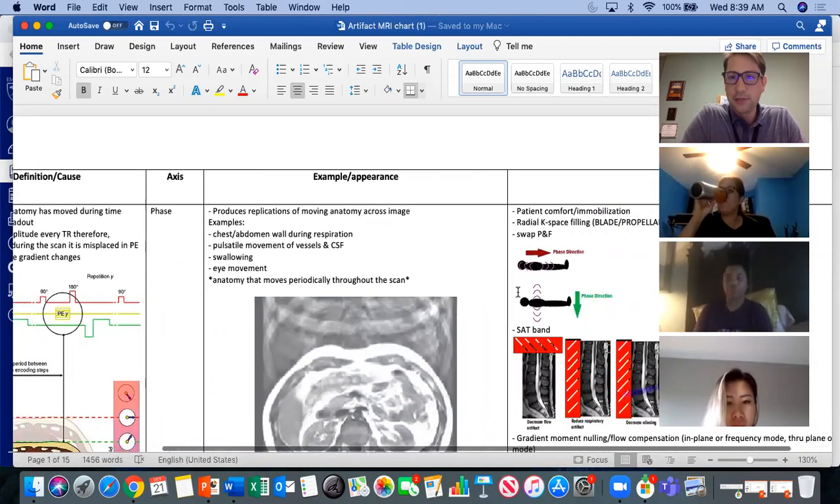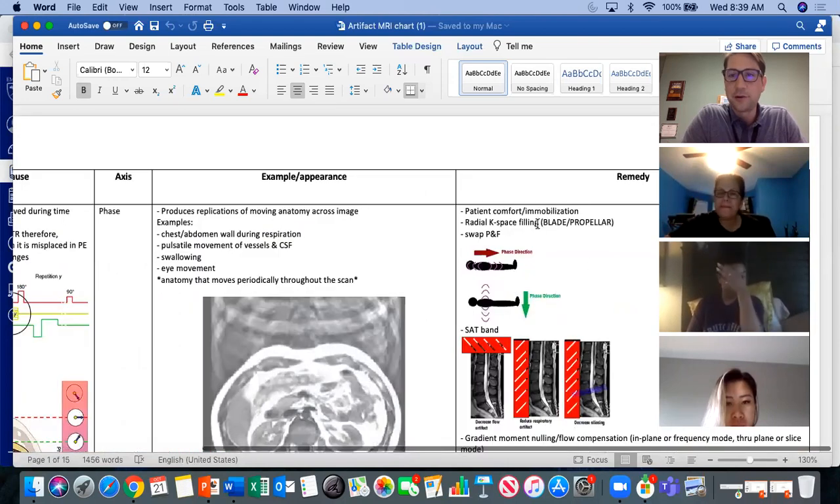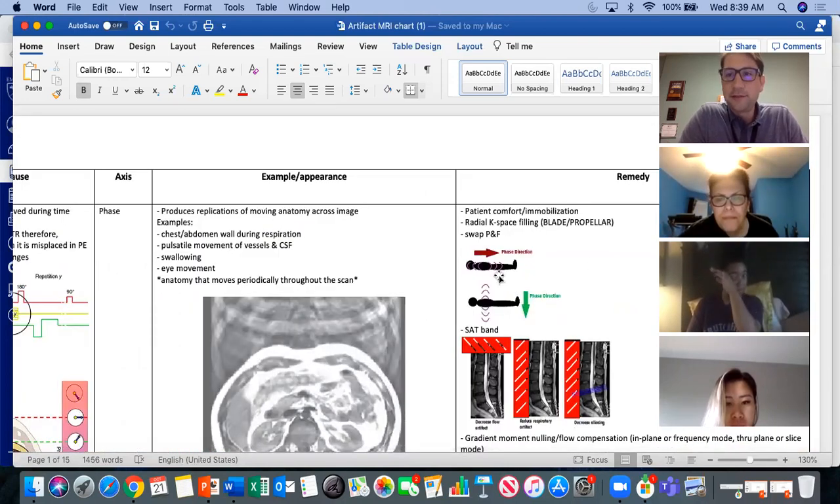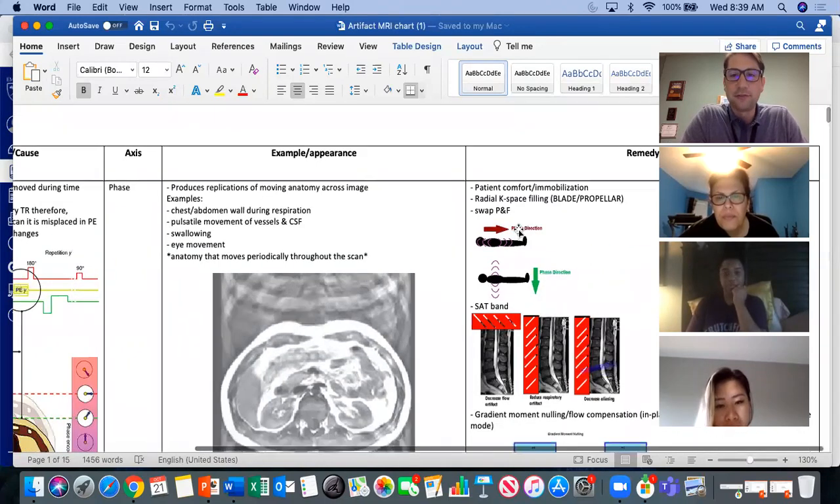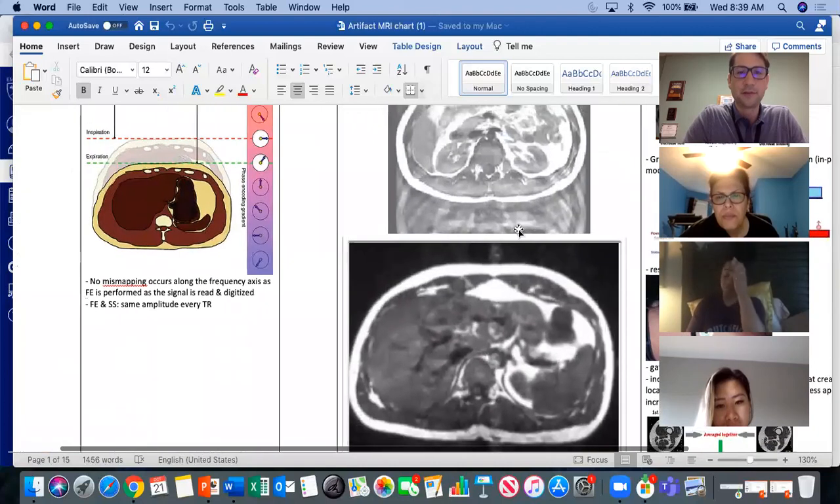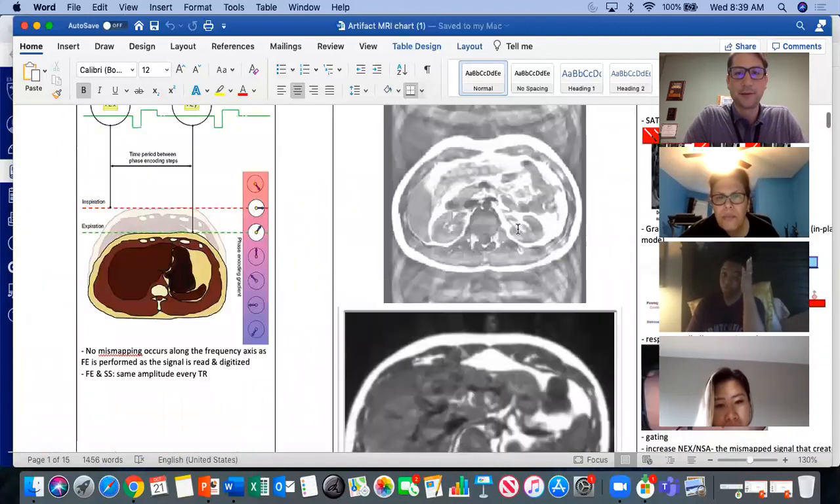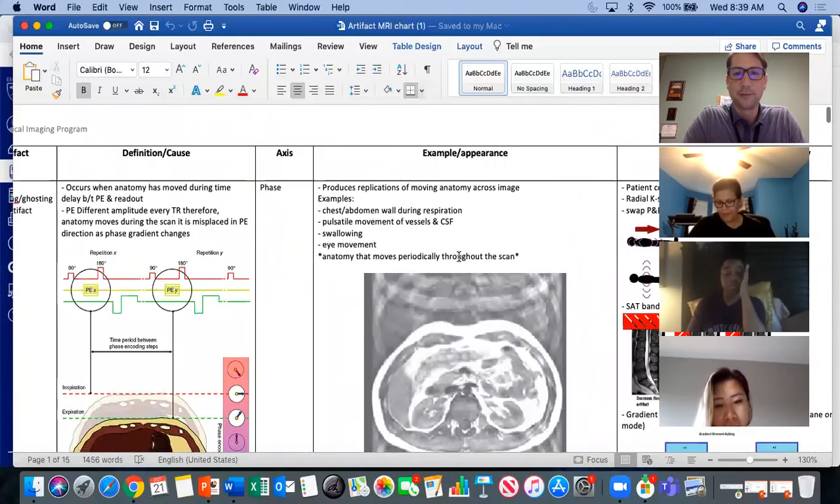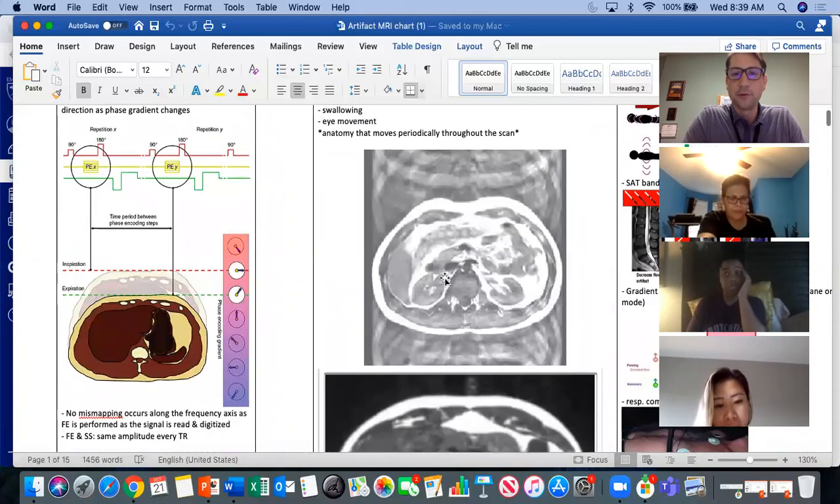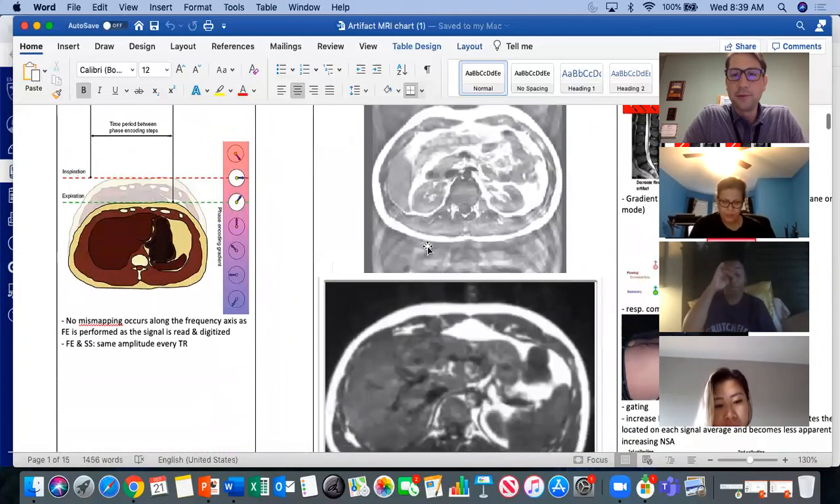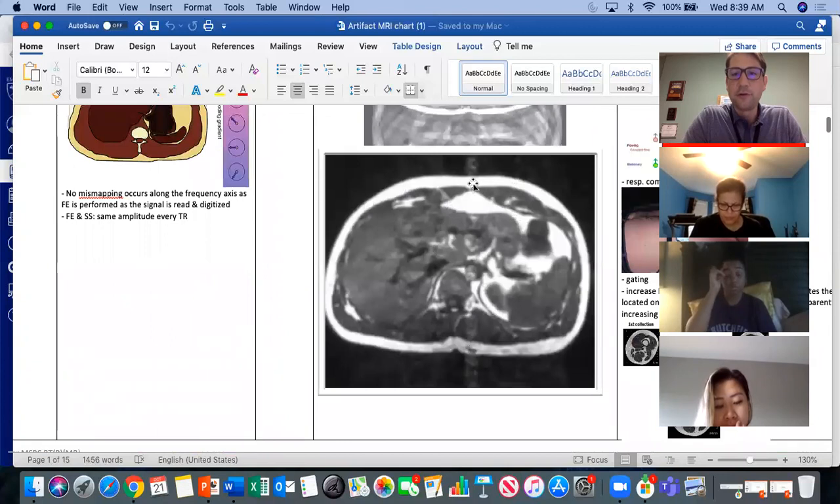And so the main thing over here, which will set you apart from being a decent MR technologist to an excellent MR technologist, is going to be your final column over here. What are your remedies? Yeah, you can notice an artifact, but how can I remedy for it? So we talked about phase mismapping, and we talked about several different examples with respiratory motion, anatomy moving. We talked about flow artifact.